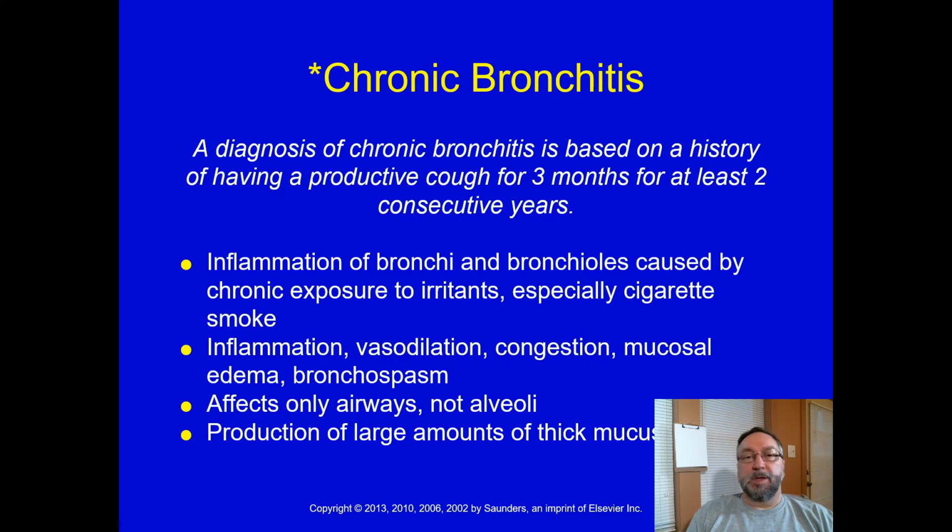A diagnosis of chronic bronchitis is based on a history of having a productive cough for 3 months for at least 2 consecutive years. Right, so if you've got this productive cough and it lasts 3 months and you've done it 2 years in a row, they say, okay, you have chronic bronchitis. Not a 1-year thing, right? This is a chronic thing. So, what happens?